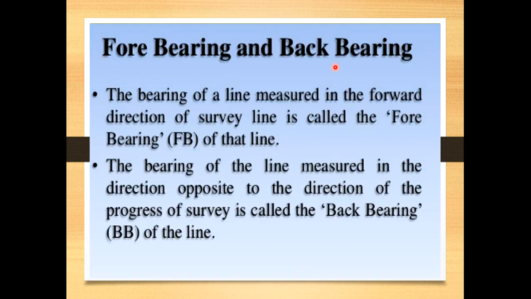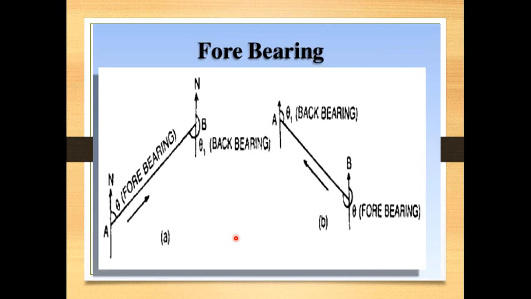Then next is the forebearing and back bearing. The bearing of a line measured in the forward direction of the survey line is called the forebearing of that line. Then the bearing of a line measured in the direction opposite to the direction of the progress of survey is called back bearing. Forebearing is the forward direction, back bearing means opposite to the direction of progress of survey, opposite to the forebearing direction.